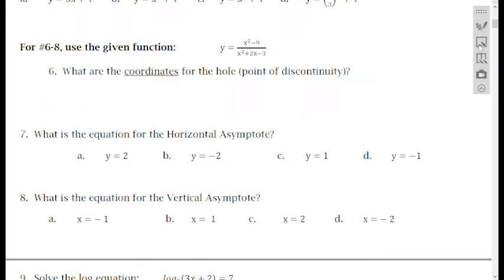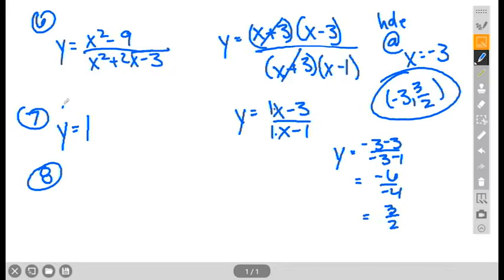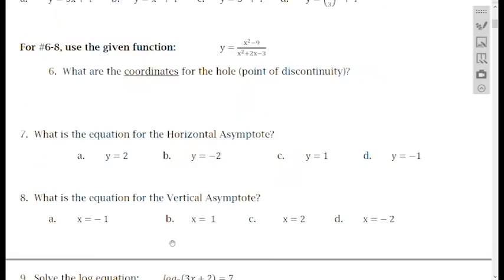And then number 8, we want to know where the vertical asymptote is. So that's the horizontal asymptote. We want to know where the vertical asymptote is. So the vertical asymptote is actually where the denominator would be 0. So we can see x minus 1, the denominator would be 0 at -1. Or sorry, +1. So our vertical asymptote would be at 1. So that would be B.